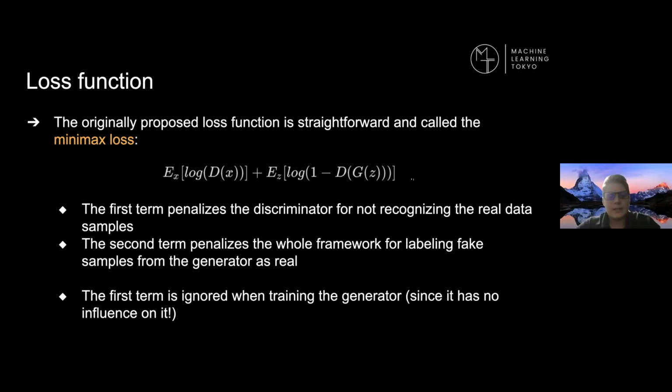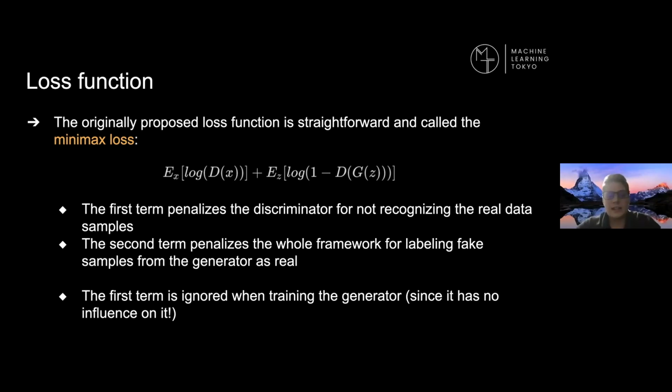But if we take a closer look at it, we can see that the first term just penalizes the discriminator for not recognizing the real data samples, because here, if it's wrong, the log will be very low. And in this case, this whole term will be big. So we're trying to minimize this.